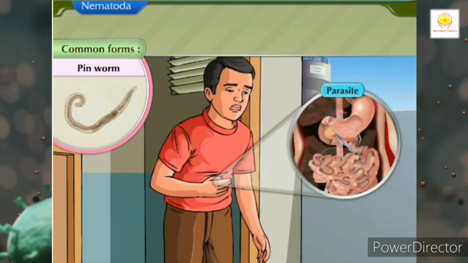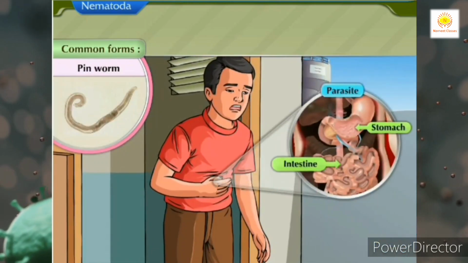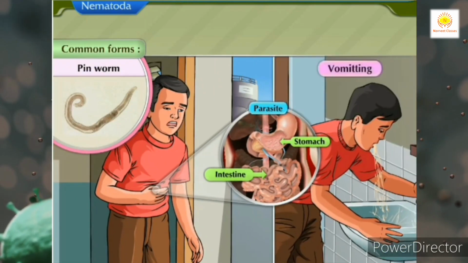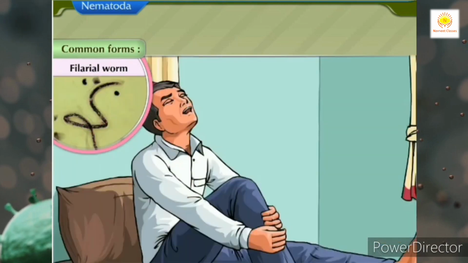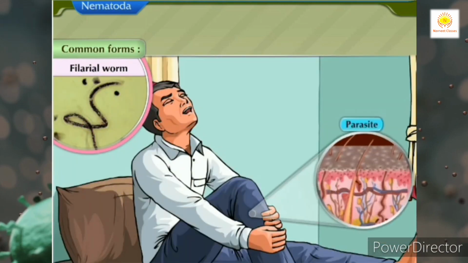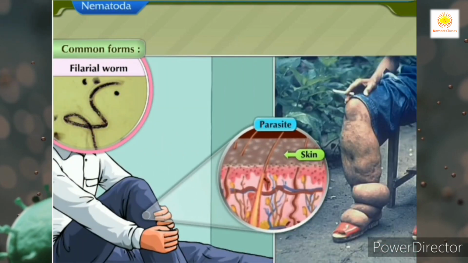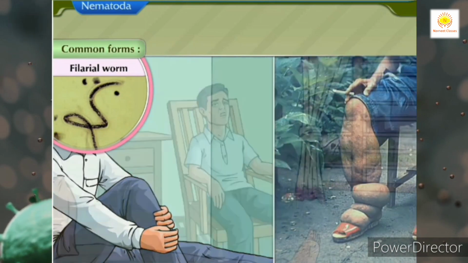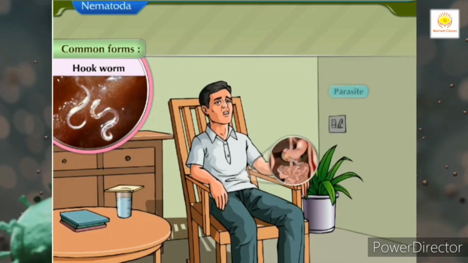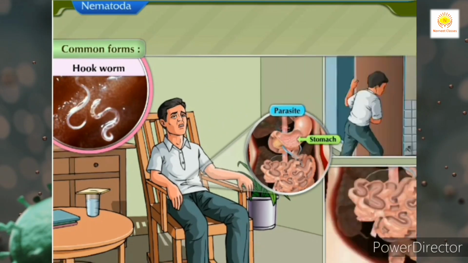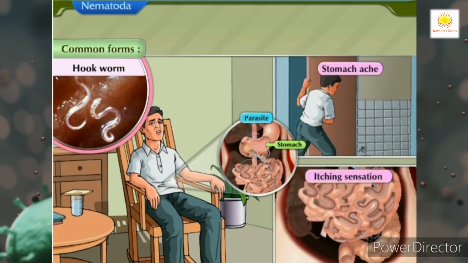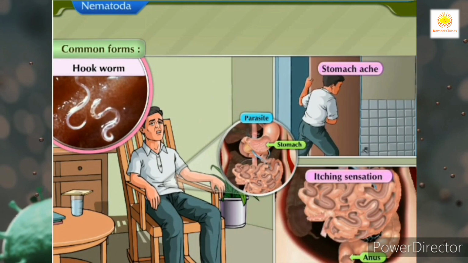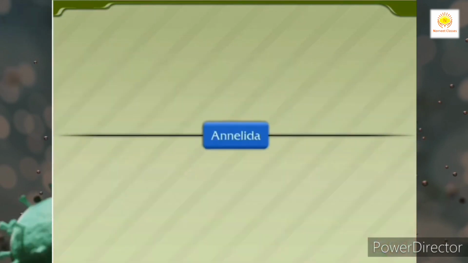Pinworm is a parasite of stomach or intestine and it causes vomiting. Filarial worm is a parasite of the skin and it causes filaria or elephantiasis. Hookworm is a parasite of stomach and it causes stomachache and itching sensation near anus. Annelida.